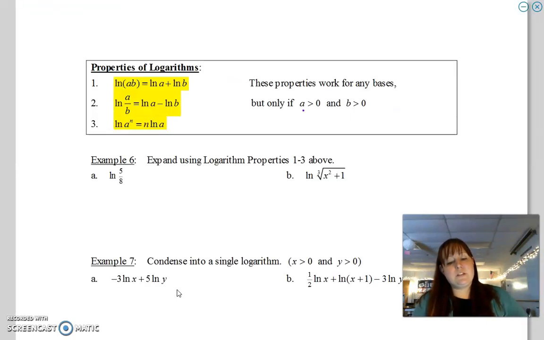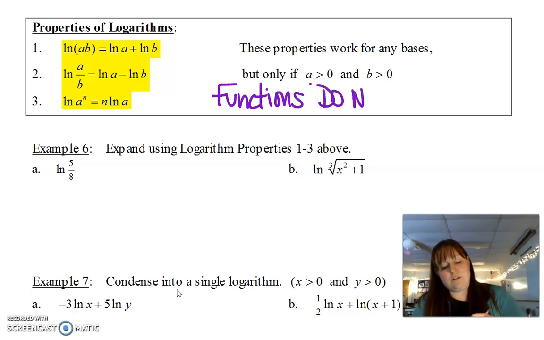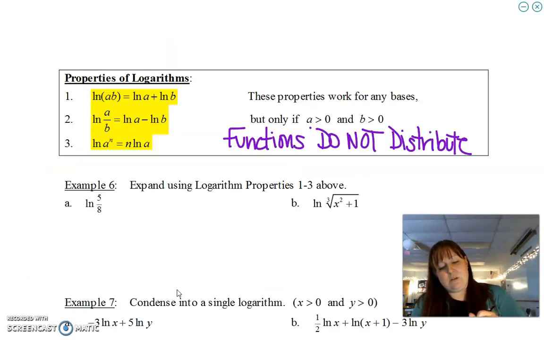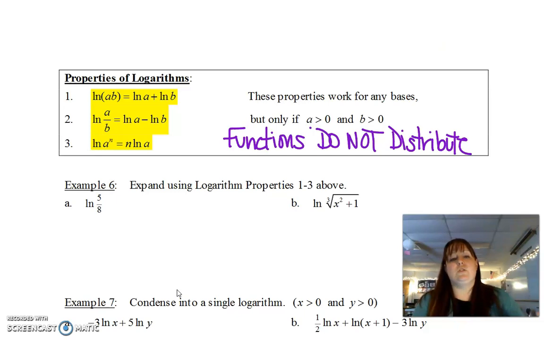So there are some properties of logs that I want to talk about. Now, the first thing I really want to talk about is that functions do not distribute. What I mean by that is, how many times have you seen this happen? (a plus b) squared equals a squared plus b squared. Is that true? No, absolutely not. It is never true. Functions do not distribute, and logs are functions.